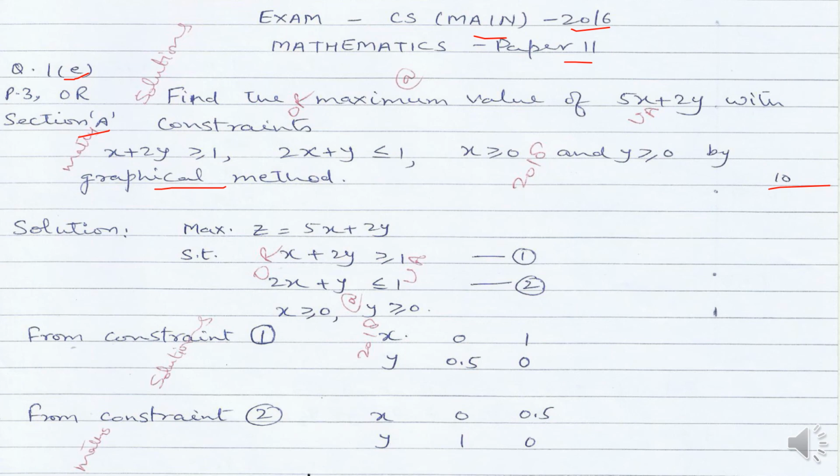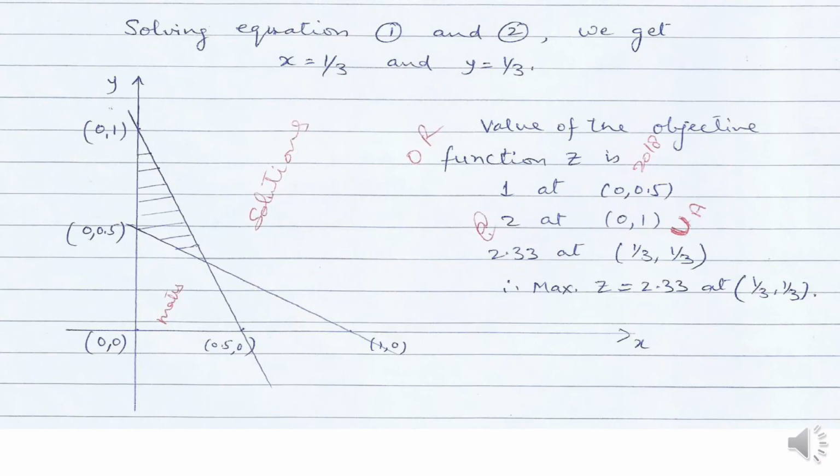So from the first constraint, when x is equal to 0, we get y value as 0.5. When y is equal to 0, we get x value as 1. For the second constraint, when we take x as 0, we get y value 1, and when we take y value as 0, we get x value 0.5. Now we got these points. After solving these two equations, we get the value of x as 1 upon 3 and the value of y as 1 upon 3.